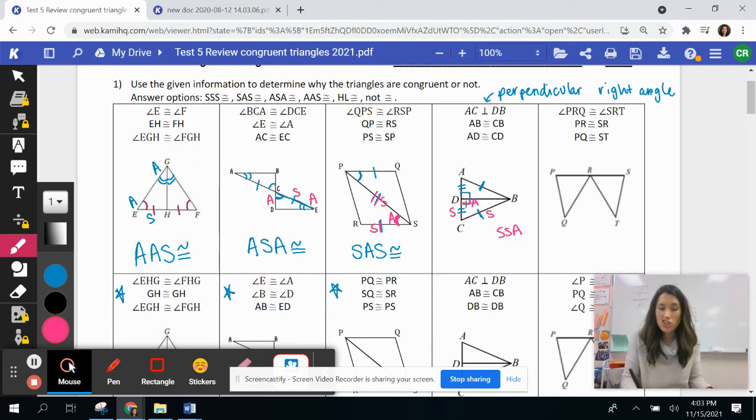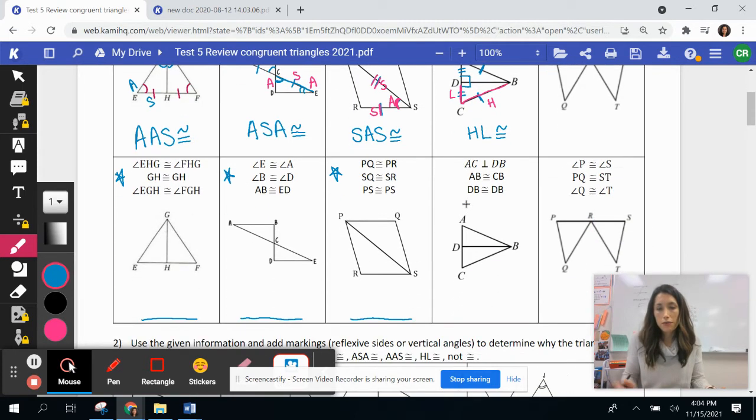However, this is a special type of triangle. This is a right triangle. And when you have a right triangle, you always want to check, well, could it be hypotenuse leg? And this side technically is a hypotenuse in the right triangle. That's an H for hypotenuse. And this side here is a leg. So these triangles are congruent because of hypotenuse leg congruency. Okay, go ahead and try this fourth one on your own here. And then add your reasoning down below.